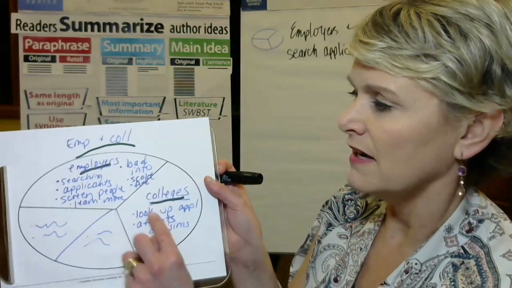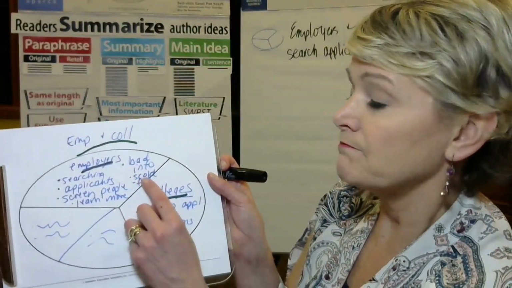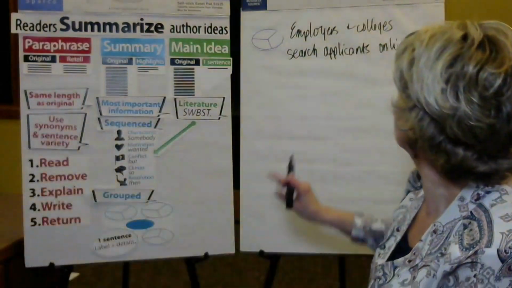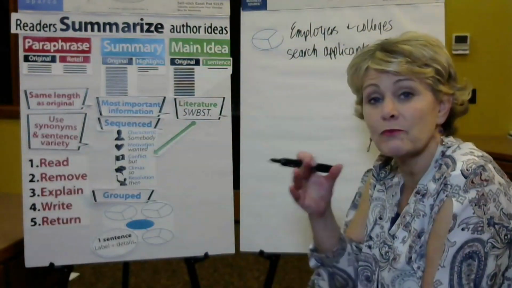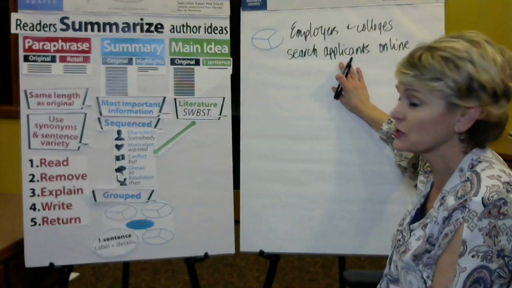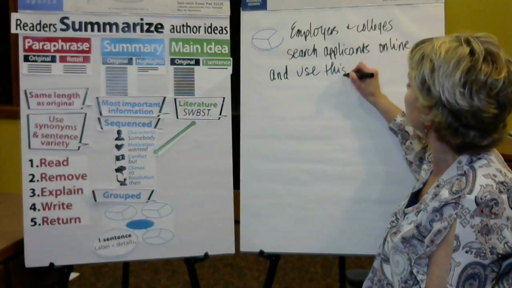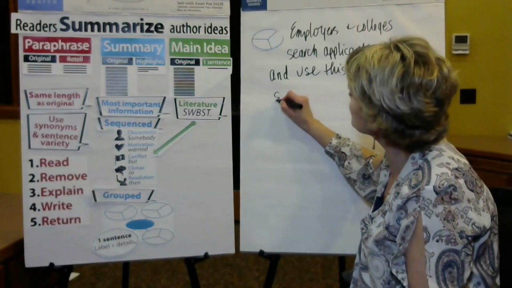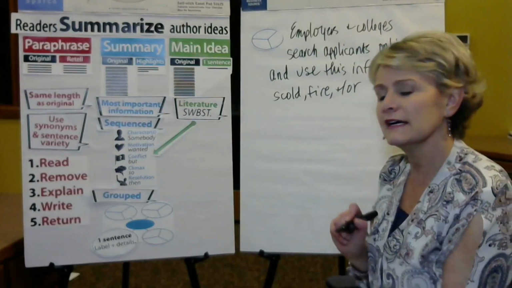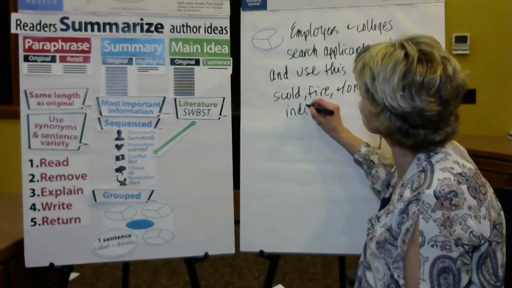What else do we know? They search and they might do what? They might hire them, but they might, if it's bad information, scold them, fire them, not choose them. And I need to say that. That's more specific as to what this chunk of paragraphs was about. Employers and colleges, they do more than just search applicants online, and they use this information to scold, fire, and or select individuals.